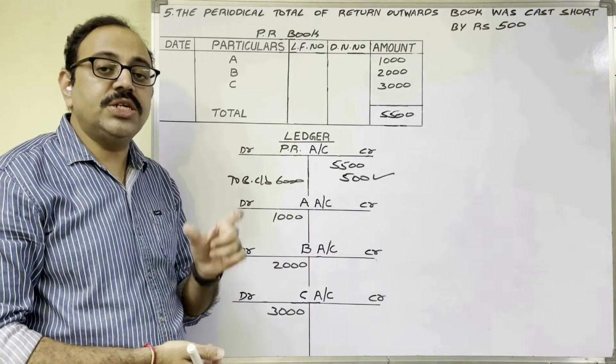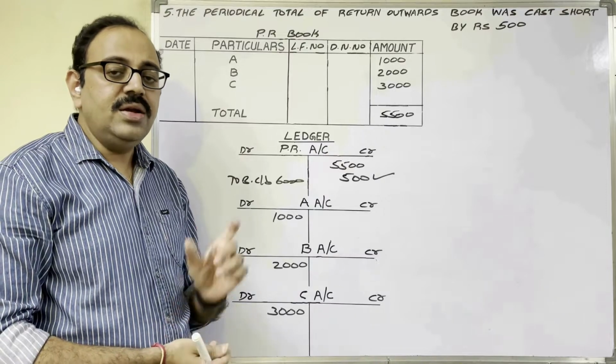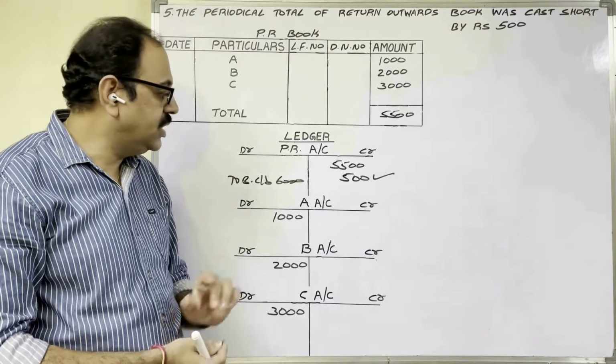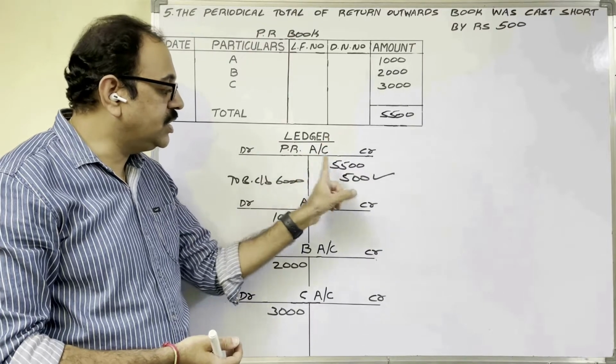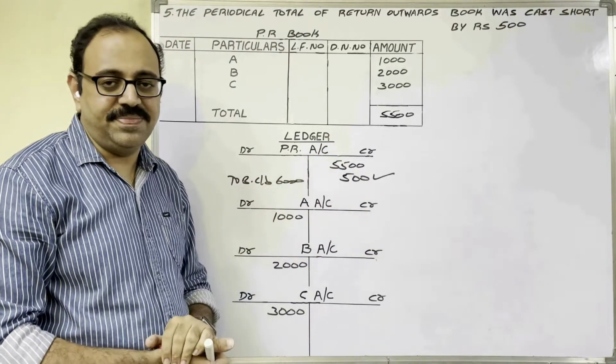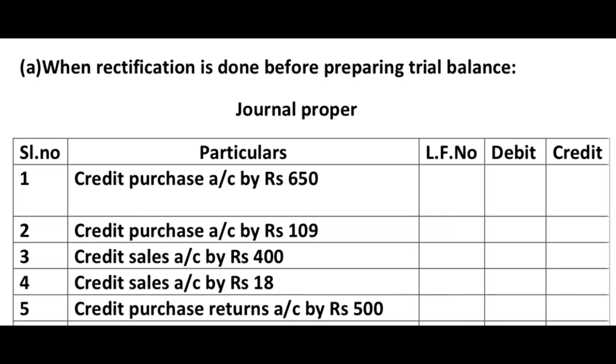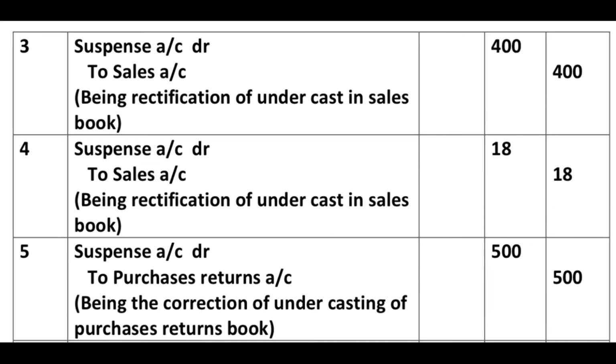After preparing the trial balance, if you rectify this error, then the entry we should write is: suspense account debit to purchase returns account 500. A. When rectification is done before preparing trial balance. For the fifth point, the sentence is credit purchase returns account by 500 rupees. B. When rectification is done after preparing trial balance. For the fifth point, the entry is suspense account debit to purchase returns account 500. Narration: being the correction of undercasting of purchase returns book.